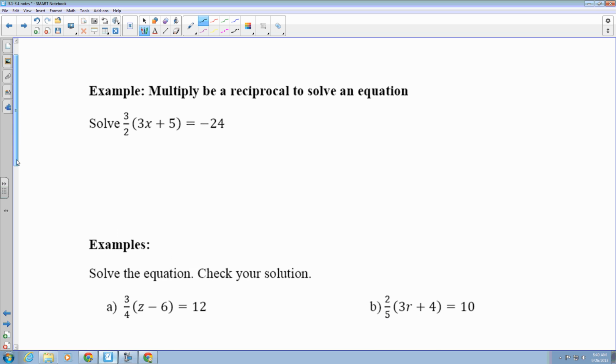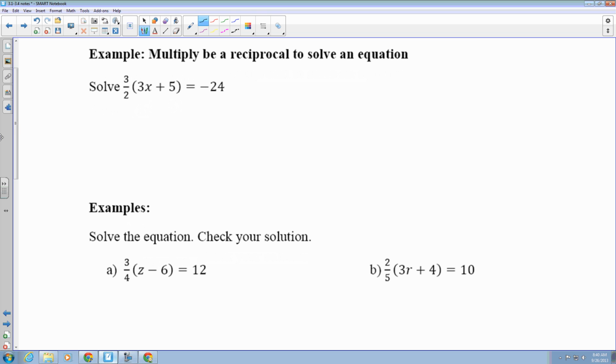Okay, multiplying by a reciprocal to solve an equation. Now this looks like a typical distributive property problem. You can certainly do that and you will get the correct answer. My recommendation to you is to get rid of that fraction before you distribute it in, because you're going to have a harder problem using fractions. So instead of going through the whole thing and multiplying 3/2 into the left side, I'm going to multiply both sides by 2/3 because that would get rid of that fraction right away.